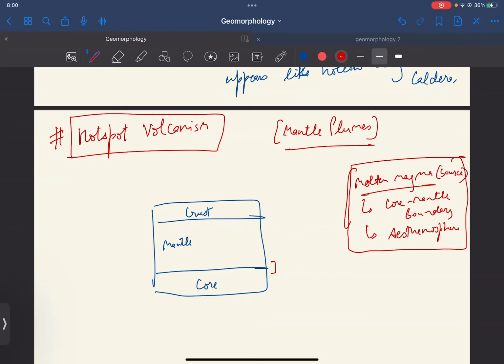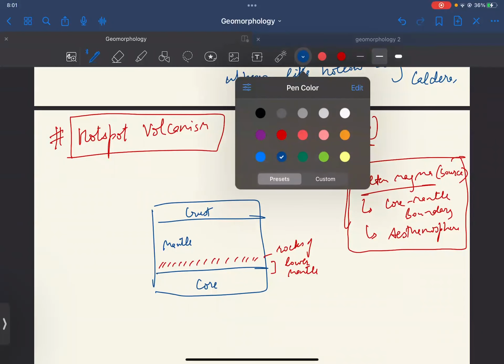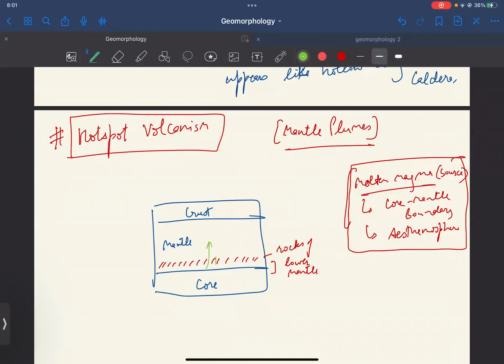Okay. So in case of mantle plume, what is happening at the core mantle boundary? Because at the core mantle boundary, there's a huge temperature. Rocks of the lower mantle will melt. These are rocks of the lower mantle. And with the presence of higher temperature, what would happen? This molten magma will start rising. And as it rises, what will happen? It will hit the crust region. All right. Now suppose crust is not present, it's just presence of plates only.